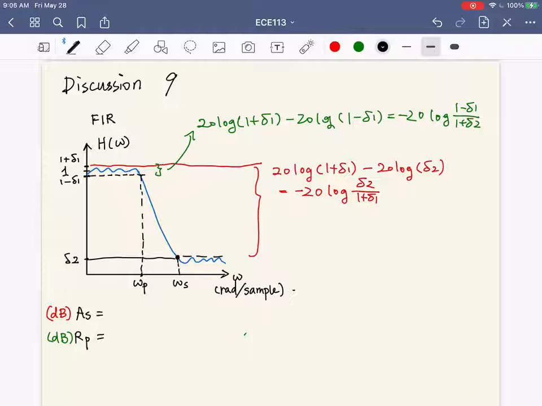So we design using the window technique or any other. I would say that the main technique you need to master is the window technique. And then you need to satisfy these requirements. Okay, and let's talk about the IIR filter.